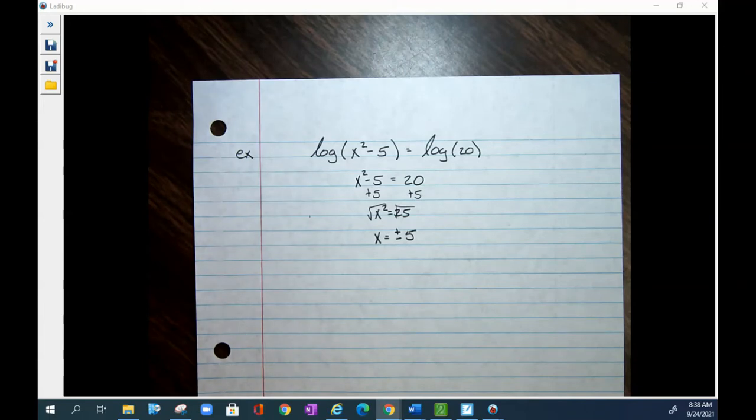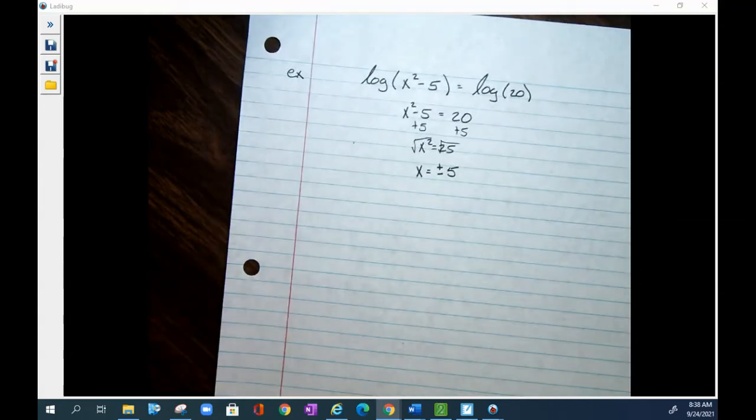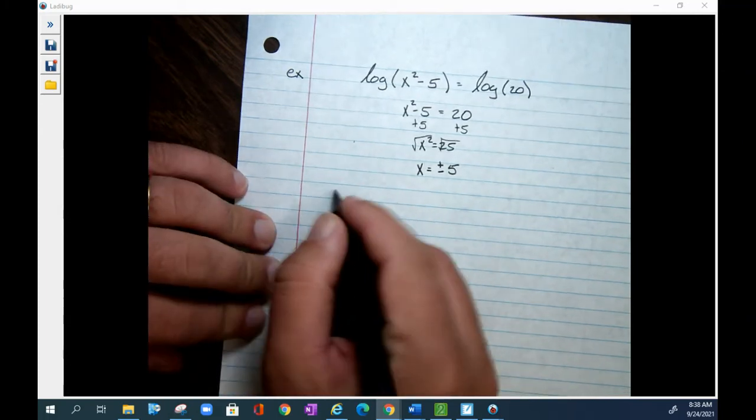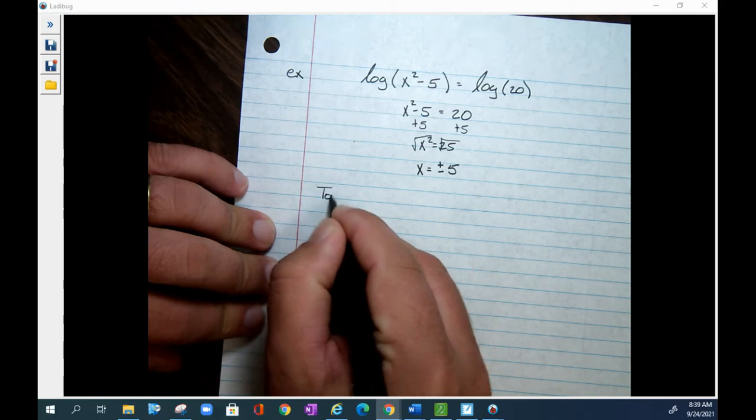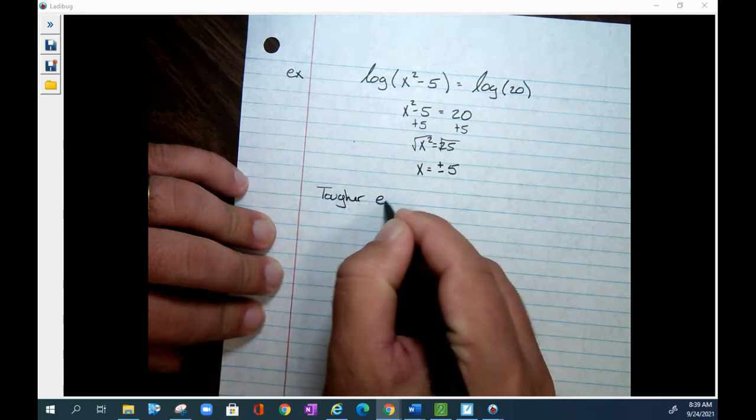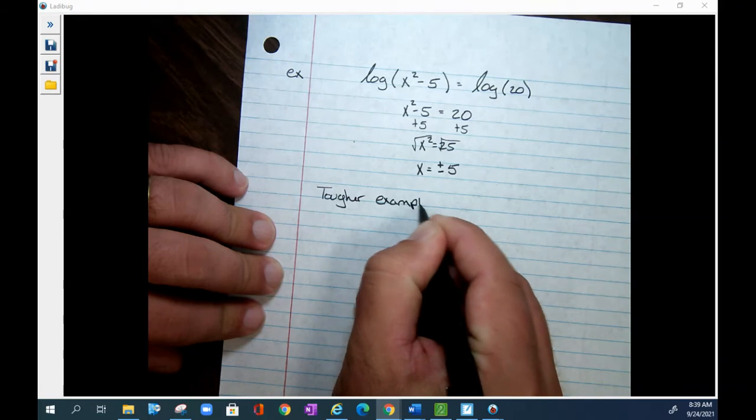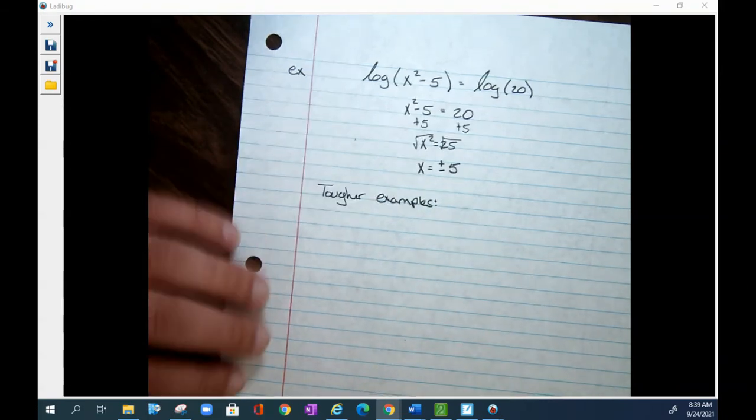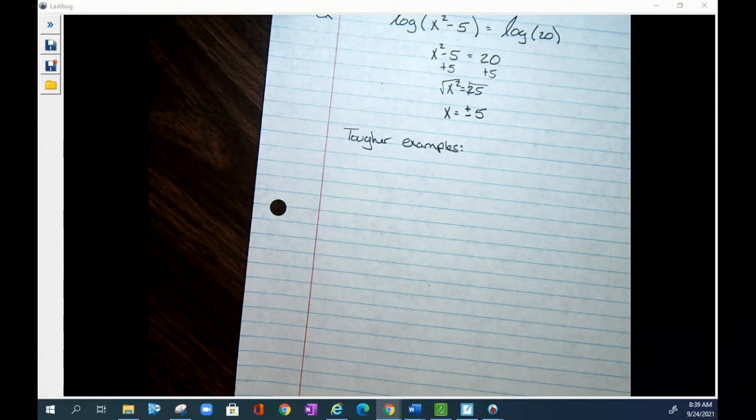Okay. So this is when they start getting to where I'm going to have to start actually paying attention to what I'm doing. So these are going to be tougher examples. Okay. So now they're going to fall into one of these two categories. They're either going to end up with something with log on both sides, like we just did, or you're going to rewrite and have to evaluate some exponential, and I'll show you what I mean.